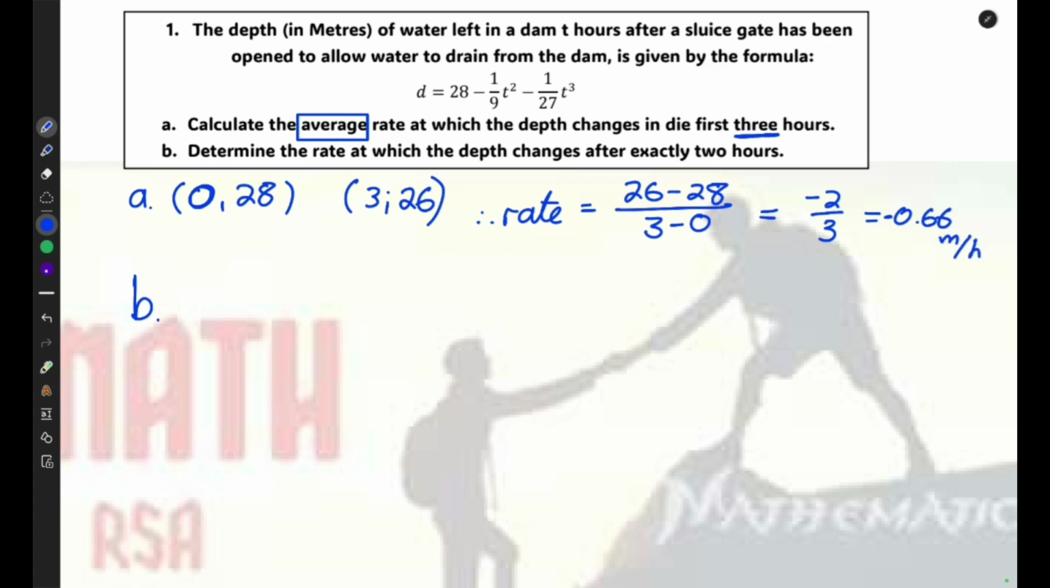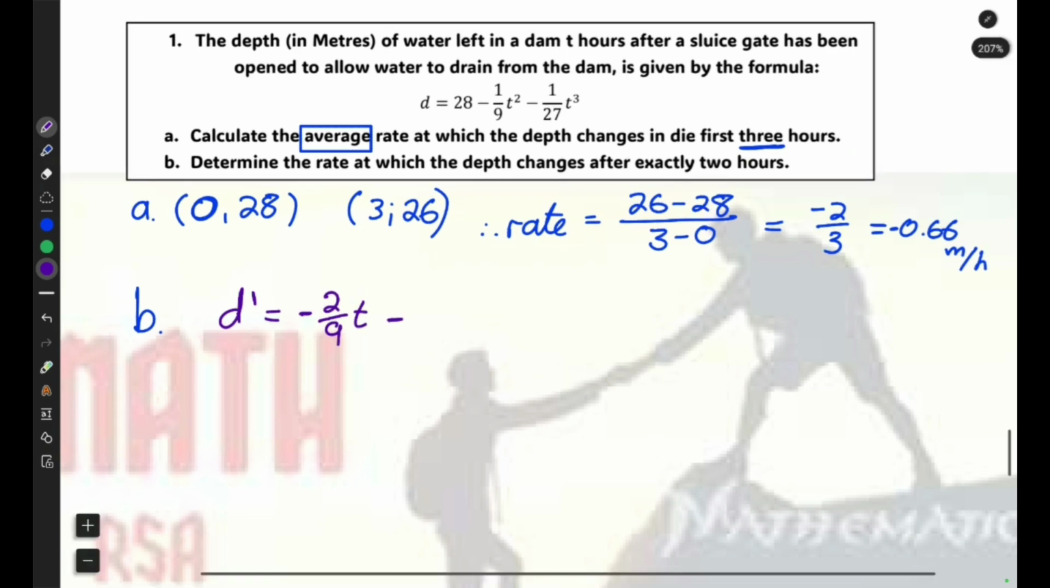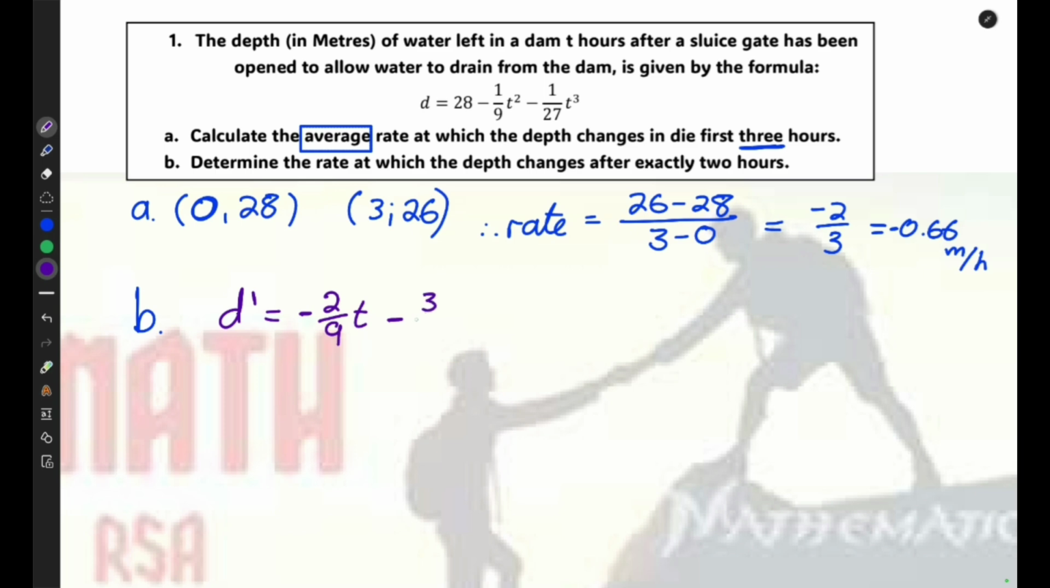Question B, determine the rate at which the depth changes after exactly 2 hours. So question 1 was average, therefore I do the gradient formula, and question 2 is just the rate. So that is the derivative. So I'm going to get the derivative of D, which would then just be equal to a ninth times 2 gives me 2 over 9, and t to the power 1, minus 1 over 27 times 3, which gives me 3 over 27 times t squared.